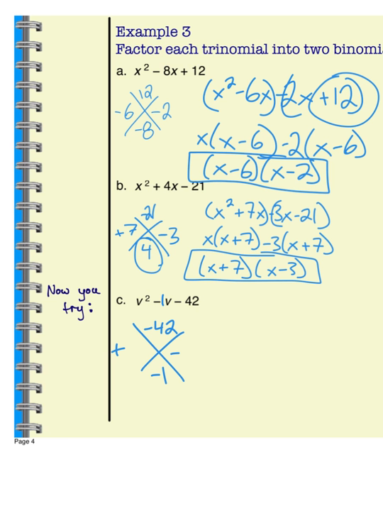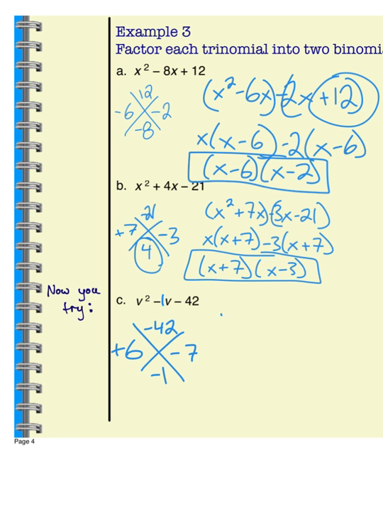I have 2 and 21, 3 and 14, and 6 and 7. Now the only factors that are one way are 6 and 7. We're going to make the 7 negative because it's a negative 1, and the 6 positive. So positive 6 and negative 7 multiply to negative 42 and add to negative 1.